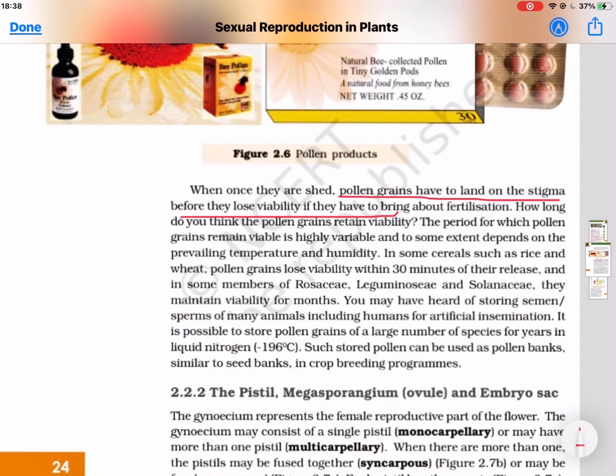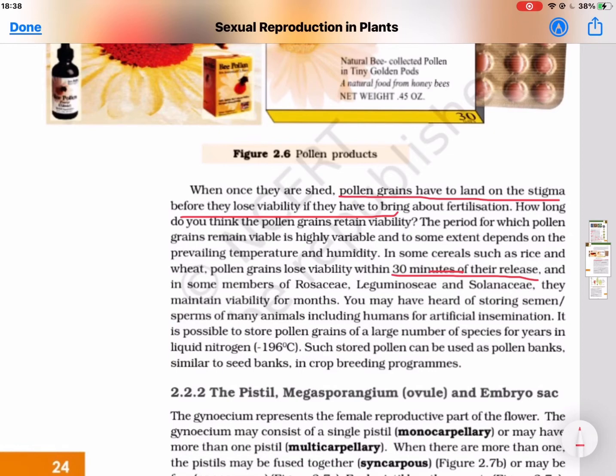The period for which pollen grains remain viable is highly variable and to some extent depends upon the prevailing temperature and humidity. In some cereals such as rice and wheat, pollen grains lose viability within 30 minutes of their release. Wheat और rice में उनको 30 minutes के अंदर ही स्टिग्मा तक पहुंचना है, नहीं तो वो डाई कर जाएंगे. And in some members of Rosaceae, Leguminosae and Solanaceae, they maintain viability for months.